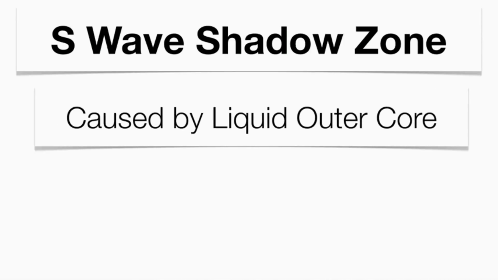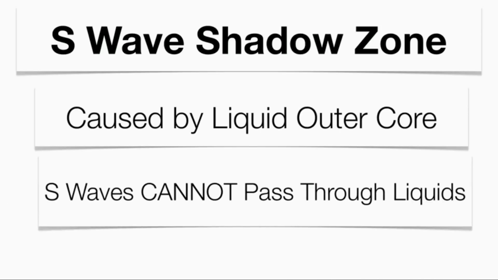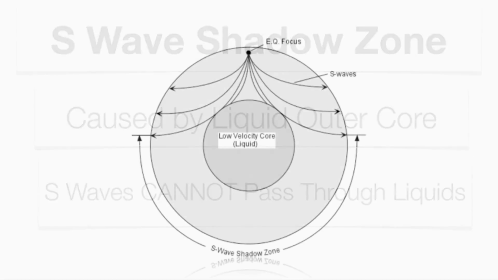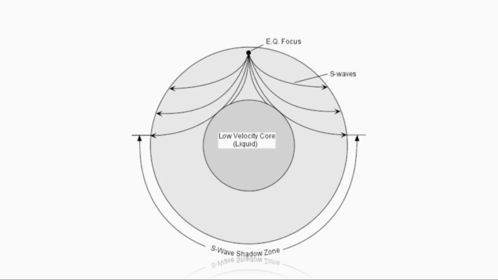The S wave shadow zone is a little bit more prominent, and this is all caused by that liquid outer core absorbing our S waves. So we know that S waves cannot pass through liquids. That outer core absorbs it, so you get a very, very big zone exactly opposite the epicenter.